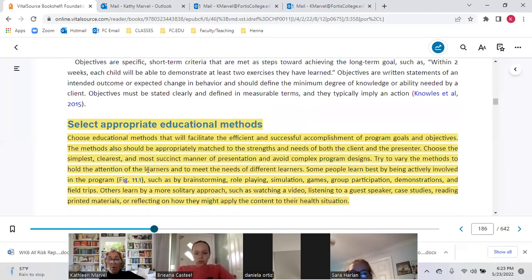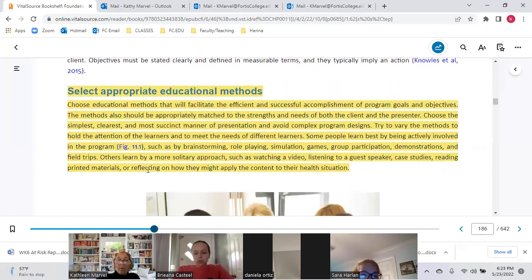And then we select the appropriate methods. We have to know our audience first to see what the goals are, what the objectives are, to be able to select our methods. They also need to be selected based on the group of learners and the education of the educator. We want to choose the simplest, clearest, and most succinct manner and presentation.